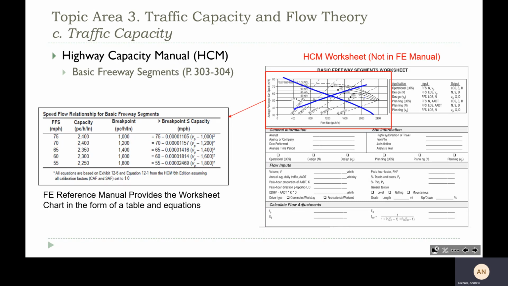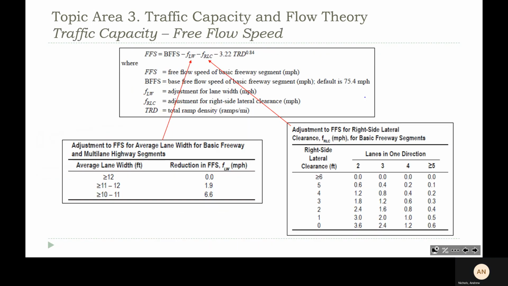They don't give you this chart on the FE, but realize that that's what's happening in this table: you can figure out free flow speed when there's nobody there versus whenever you get a lot of cars out there, what is the actual speed at which those vehicles are going to be driving. So you also get the free flow speed calculation. FFS, free flow speed, you start with a base free flow speed. FE gives you this default value of 75.4. Then you have this table for the lane width adjustment, so you can pull out this FLW to plug into this.